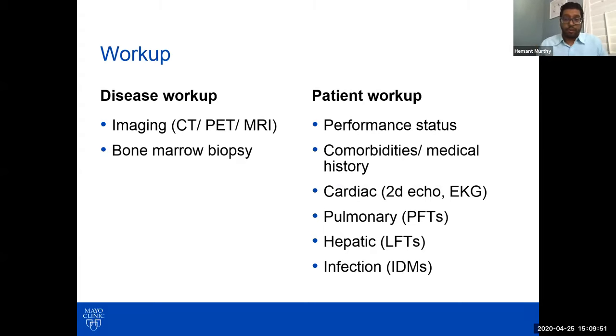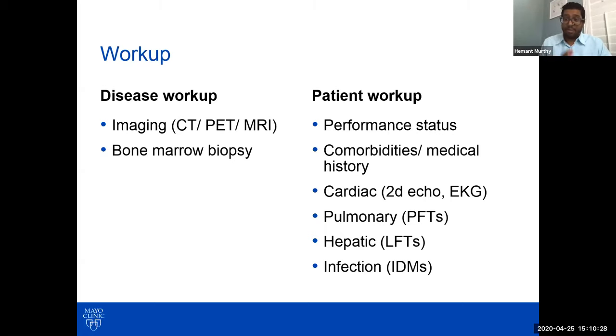When you come to see us to discuss a transplant, we start working you up. The first thing is, where is your disease at? In certain diseases, a PET or an MRI is going to be necessary to determine where your disease is. More often than not, it's going to involve a bone marrow biopsy because we need to see what the disease is. Is it in remission? What is the level of remission? Do we have certain factors that influence our decision, high-risk features, minimal residual disease?